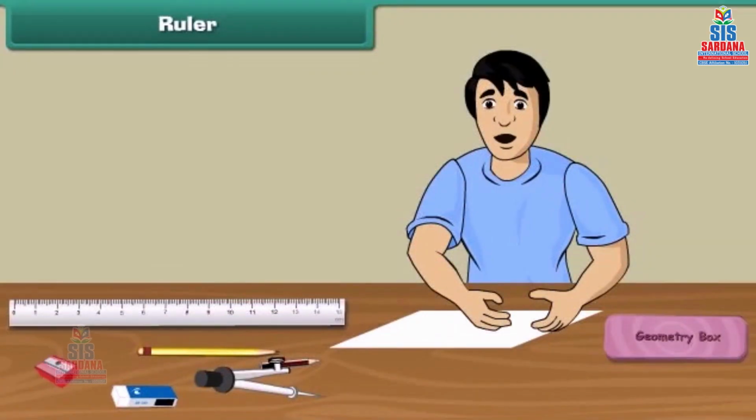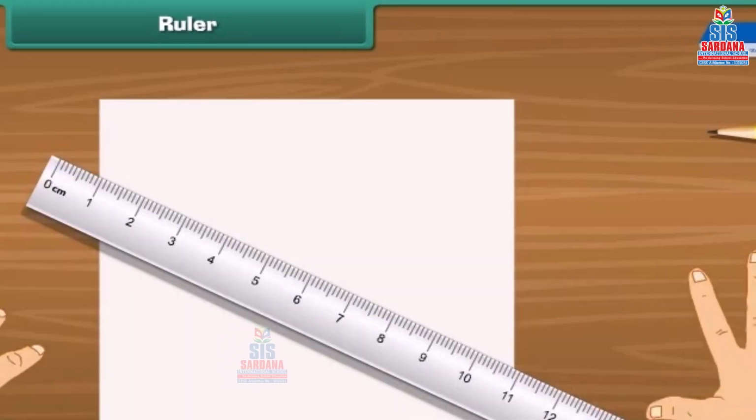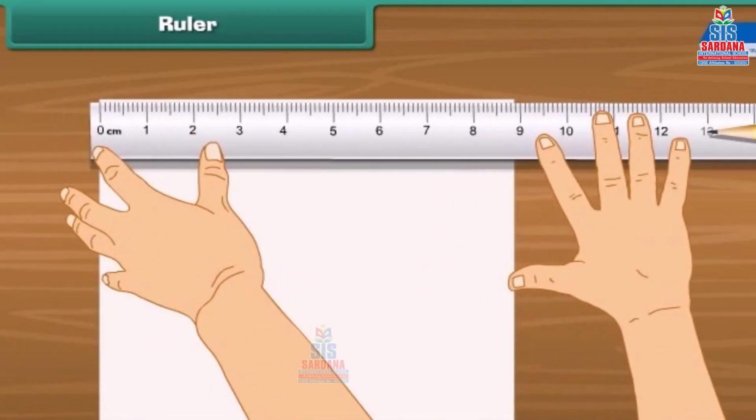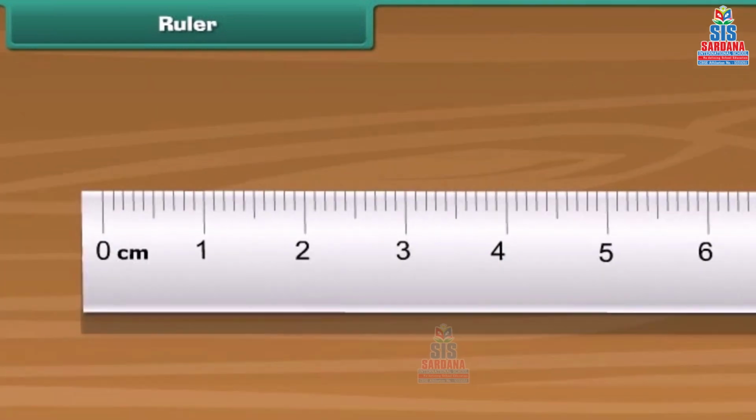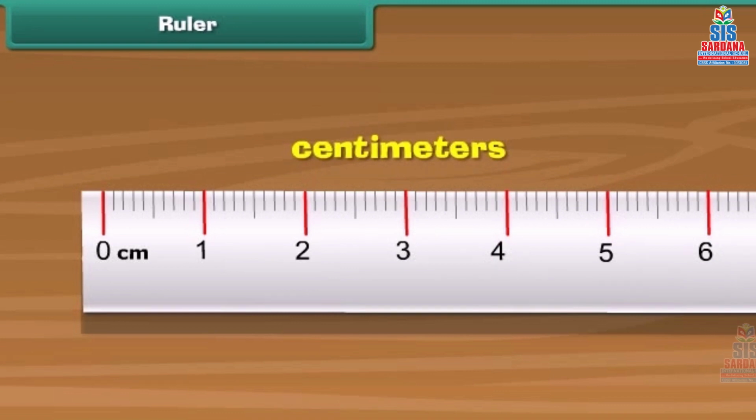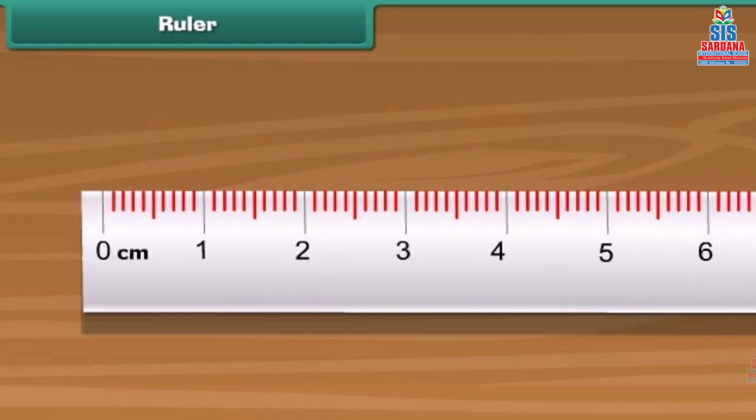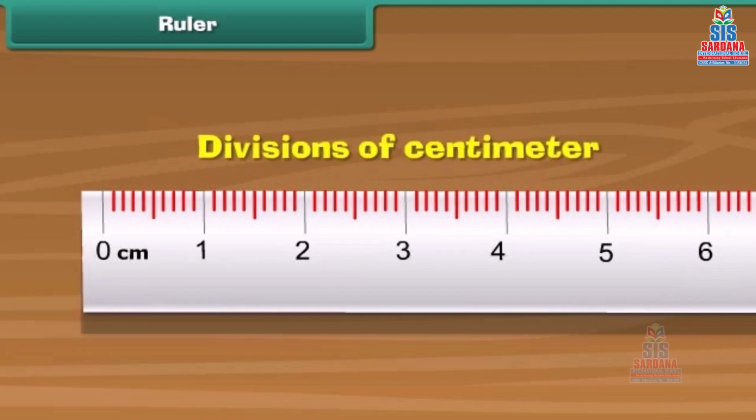I need 4 centimeter long paper. What will I use to measure the length? Yes, you are correct. A ruler will help me to measure length. You find many divisions on the margin of the ruler. Some lines are longer, while others are smaller. The longer lines represent the number in centimeters. The small lines between 2 long lines represent divisions of centimeter.